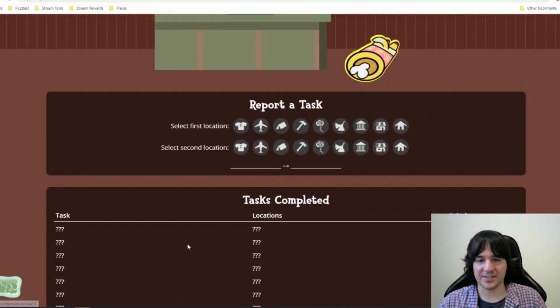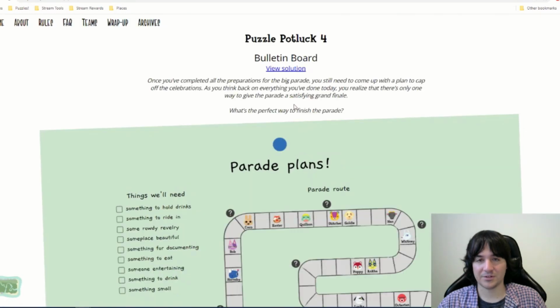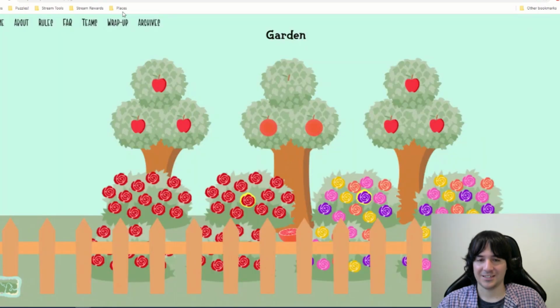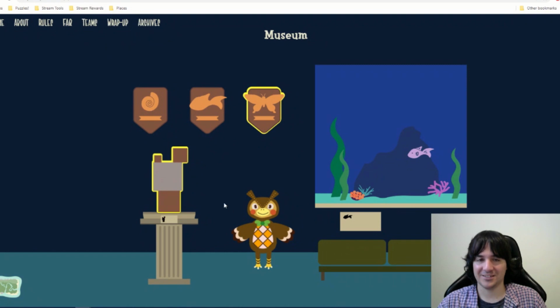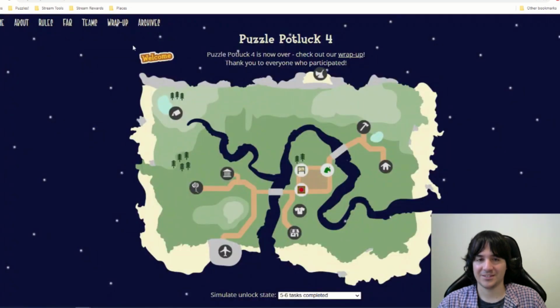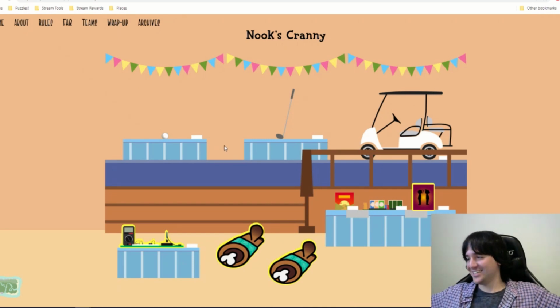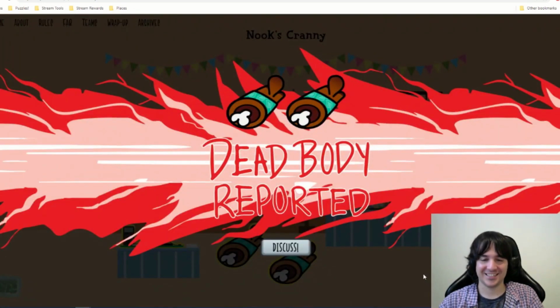Resident services, we still have Isabel's dead body. I assume there's another one somewhere. Bulletin board. Still looks the same. Hello, Tom Nook. Good to see you're still doing well. No dead bodies in the rose garden. Hello, you're alive. You're alive also. Oh no, it's at Nook's Cranny! There's 2 dead bodies here. It's a double kill.